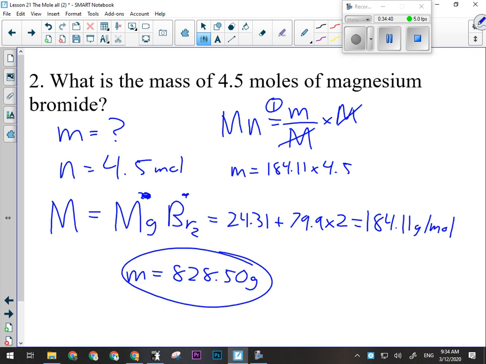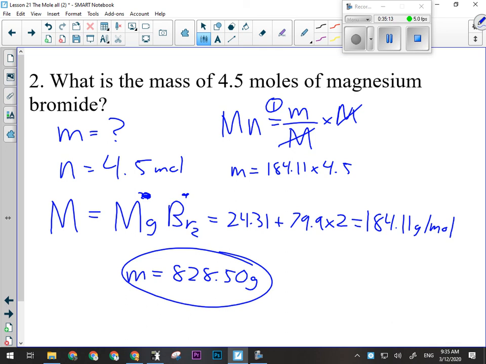So the first two just involve using the mole equation. The second two ways that I can ask a mole equation problem involve Avogadro's number. That's 6.02 times 10 to the 23 that you probably forgot about. This is where it comes back. Remember that 6.02 times 10 to the 23 is the number of particles in 1 mole.